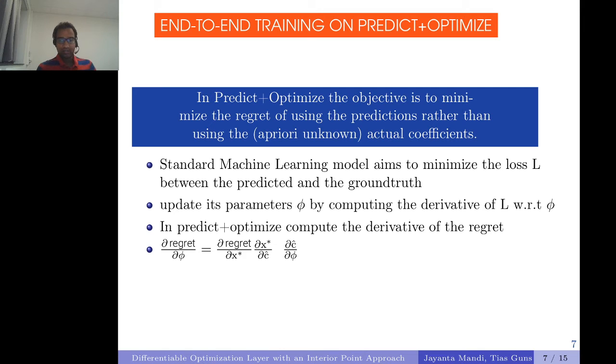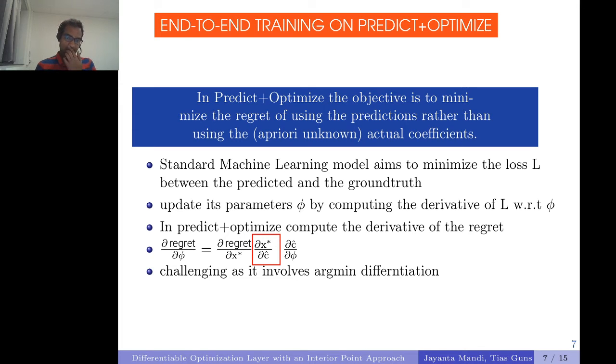Now a standard machine learning model is trained by updating its model parameters by differentiating the loss function which it aims to minimize with respect to the model parameters. As in this case we are trying to minimize regret, we have to differentiate regret with respect to the model parameters, and using the chain rule of differentiation this can be decomposed into three portions. The first and the third portions are quite easy to compute in this case.